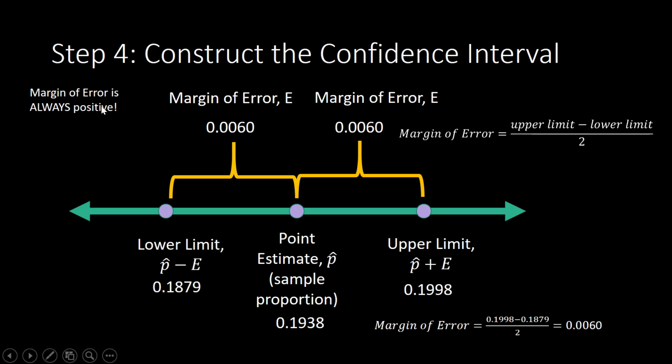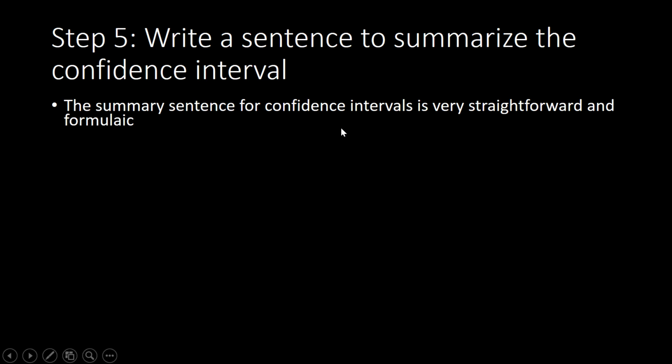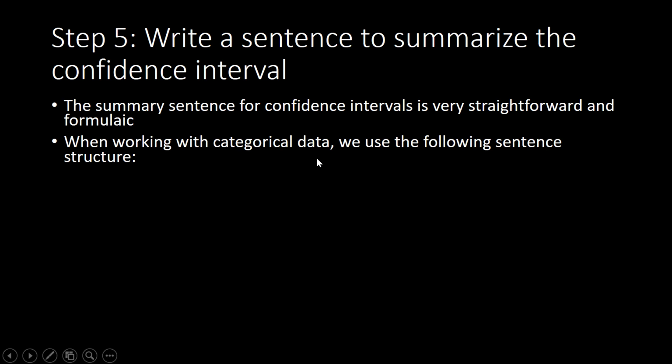Remember, your margin of error is always positive. So step 5 is to write a sentence to summarize the confidence interval. The summary sentence for confidence intervals is very straightforward and formulaic. When working with categorical data, we use the following sentence structure.